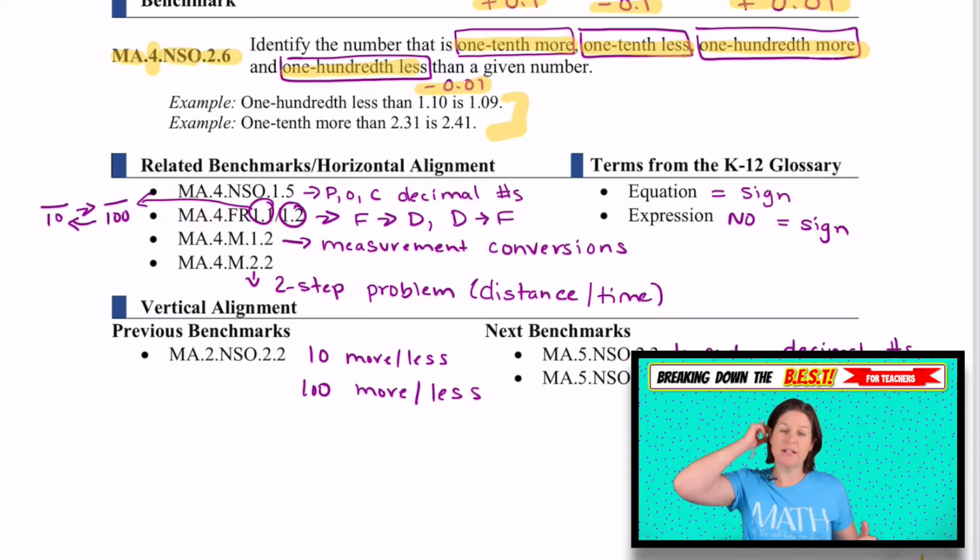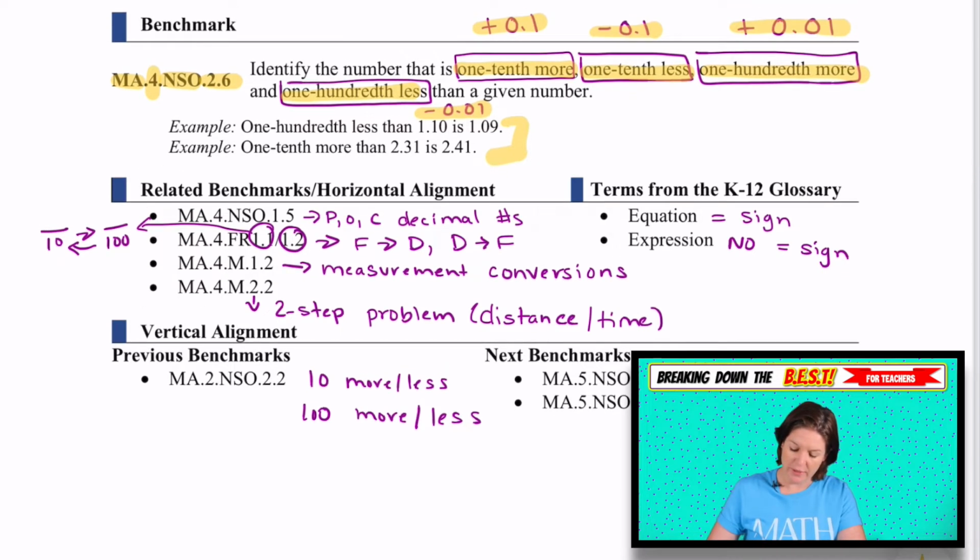Some of the related benchmarks in 4th grade that kind of align to this standard are the following. MA.4.NSO.2.6 is where we're plotting, ordering, and comparing decimal numbers. Also, we have the FR, the fractions strand, where we're converting from tenths to hundredths and then back from hundredths to tenths. This is a great time to incorporate that since we're working in the decimal form of 1/10. You can connect it to the fraction form of 1/10. Also here in 1.2, we're going from fractions to decimals and decimals to fractions, so converting there.